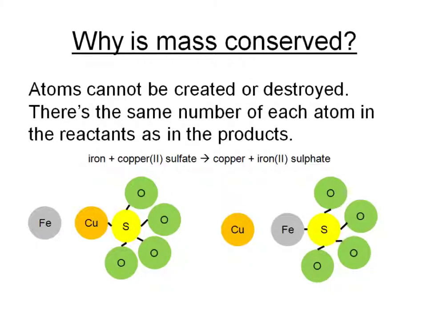This all comes down to the fact that atoms can't be created or destroyed and can only be rearranged in chemical reactions. What the examiners expect you to be able to say is that there's the same number of each atom of the reactants as there are of the products, and you can see this in the graphic that in that reaction that we just looked at, the iron and copper sulfate makes copper and iron sulfate, and you can see that we start off with one iron, we start off with one copper, we start off with one sulfur and 4 oxygens, and in each case we end up with those as well. So because there's the same number of atoms of each element at the end as there is at the beginning, there's no change in mass.